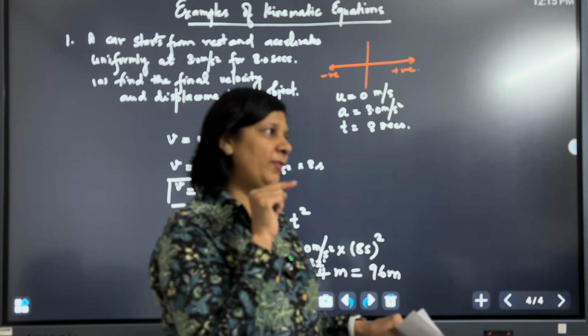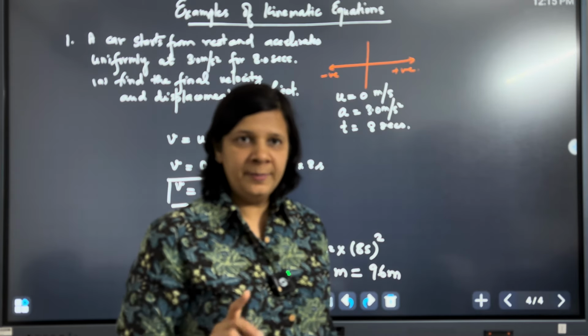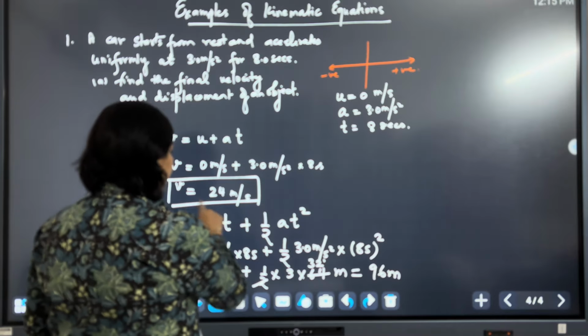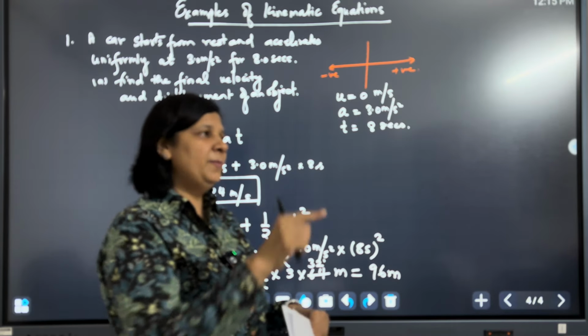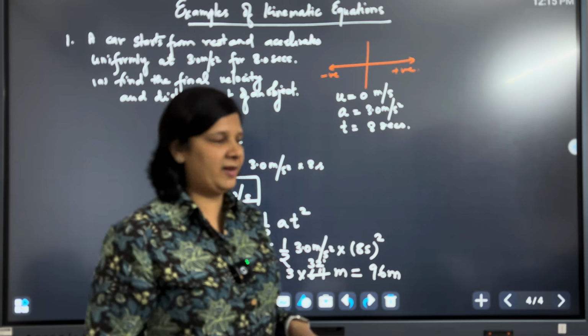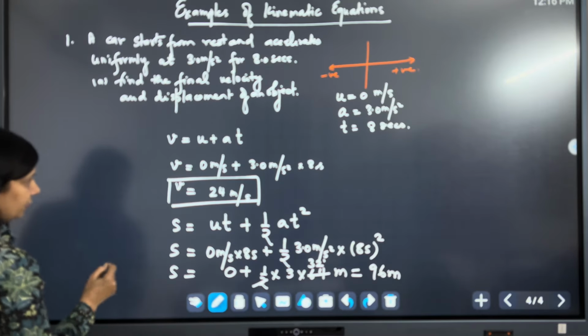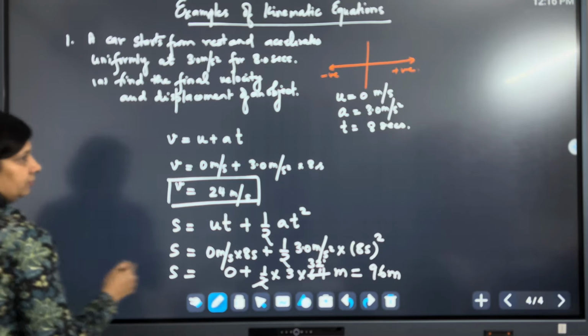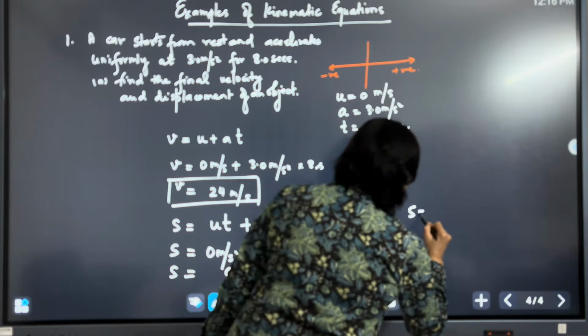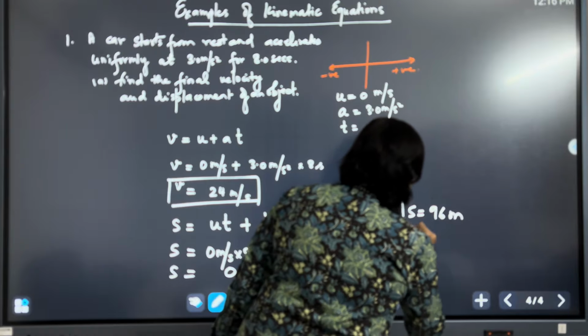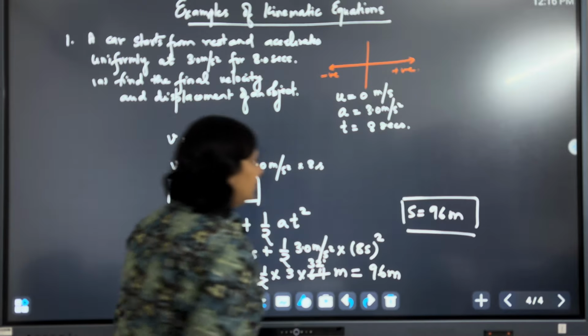It means the object is moving in the positive direction, right? The signs are very, very important. Velocity is also positive. It means the object is moving in the positive direction, right? So S is equal to 96 meter. This is how we will solve this first problem.